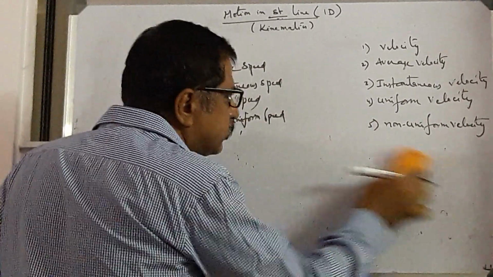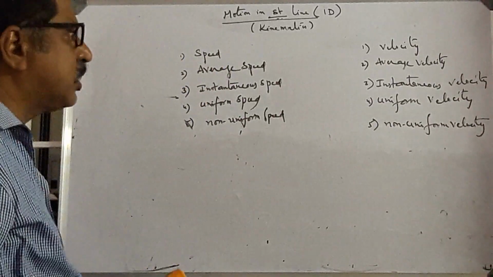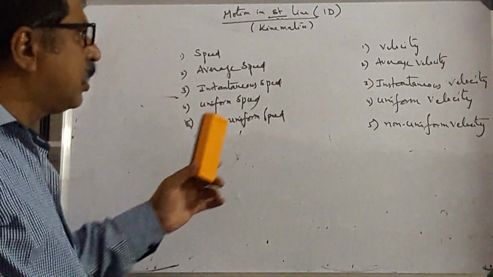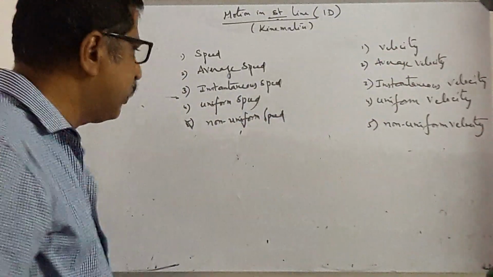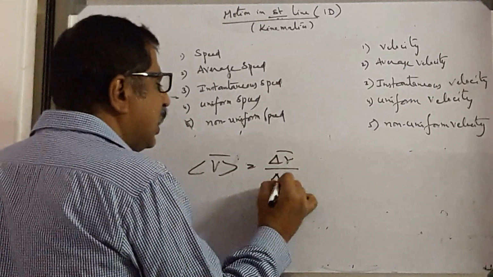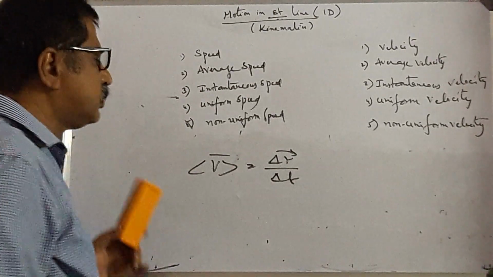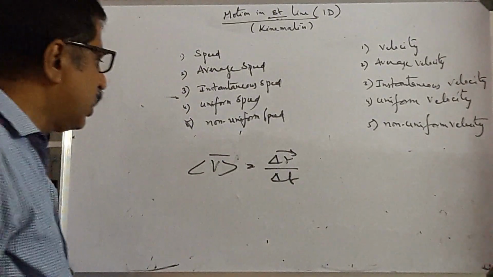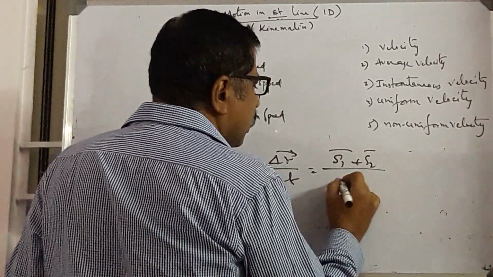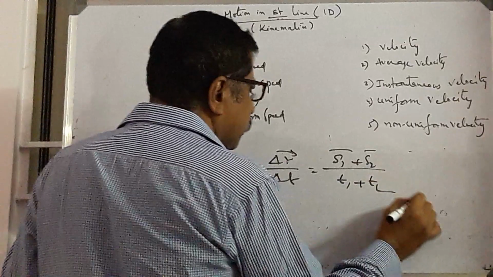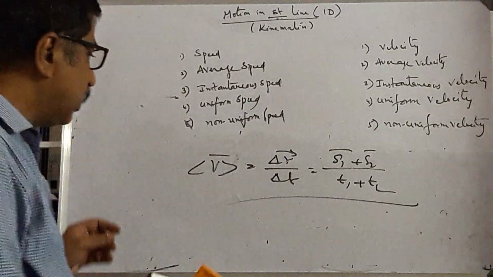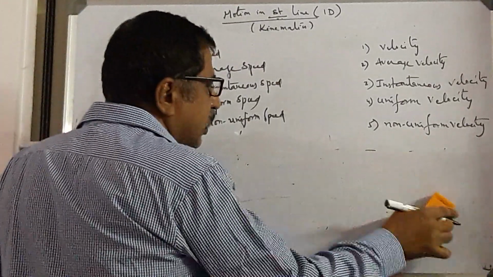Next one. Average velocity. Average velocity is defined as the ratio between total displacement and total time taken. That means V average is equal to delta r bar by delta t. This is the average velocity. Otherwise, we write like this: S1 bar plus S2 bar by T1 plus T2. It is a vector sum. This is the average velocity.